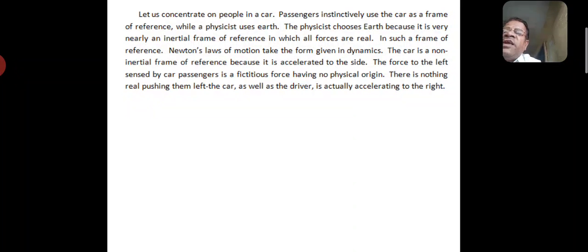Let us concentrate on people in a car. Passengers instinctively use the car as a frame of reference, while a physicist uses Earth. The physicist chooses Earth because it is very nearly an inertial frame of reference in which all forces are real. In such a frame of reference, Newton's laws of motion take the form given in dynamics.